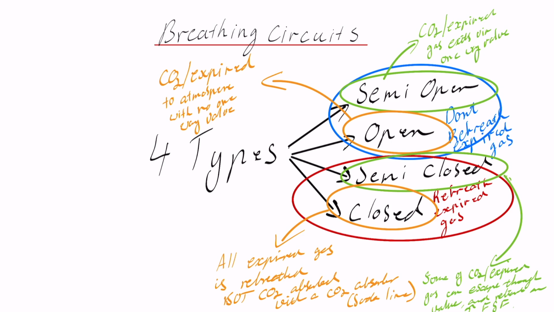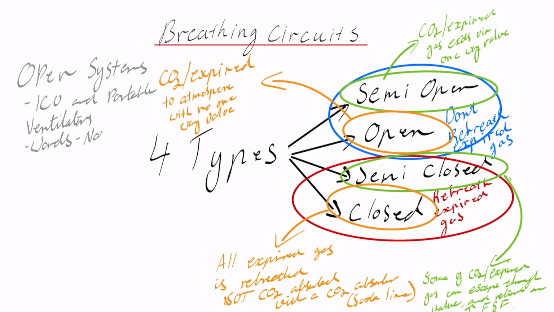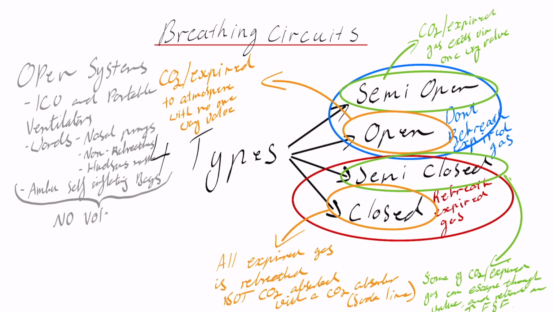When it comes to where you may see these different breathing circuits being used, you're more likely to see open systems in ICU and portable ventilators, on the wards for nasal prongs, non-rebreathers and Hudson masks, and ambu self-inflating bags as well. But the key thing here that can also help you differentiate is that when a volatile anaesthetic is being used and you're worried about the anaesthetic leaking into the atmosphere and affecting staff around the patient, you're more likely to use a closed system over an open system, because an open system by definition means that they're exhaling into the atmosphere, which means that you can have leaks with your volatile gases. So that's another way you can think about differentiating them.